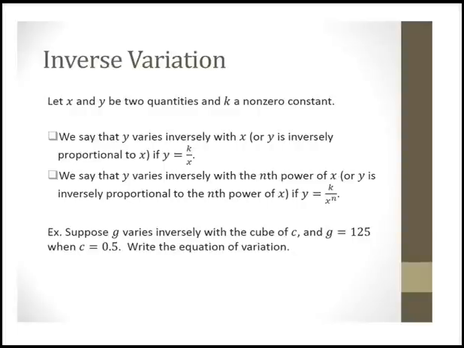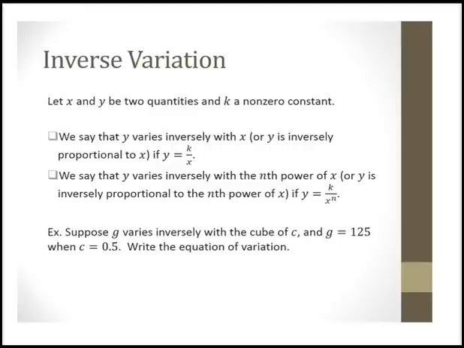Inverse variation. Let x and y be two quantities and k a non-zero constant. We say that y varies inversely with x, or y is inversely proportional to x, if y equals k divided by x. And we say that y varies inversely with the nth power of x, or y is inversely proportional to the nth power of x, if y equals k over x to the n.